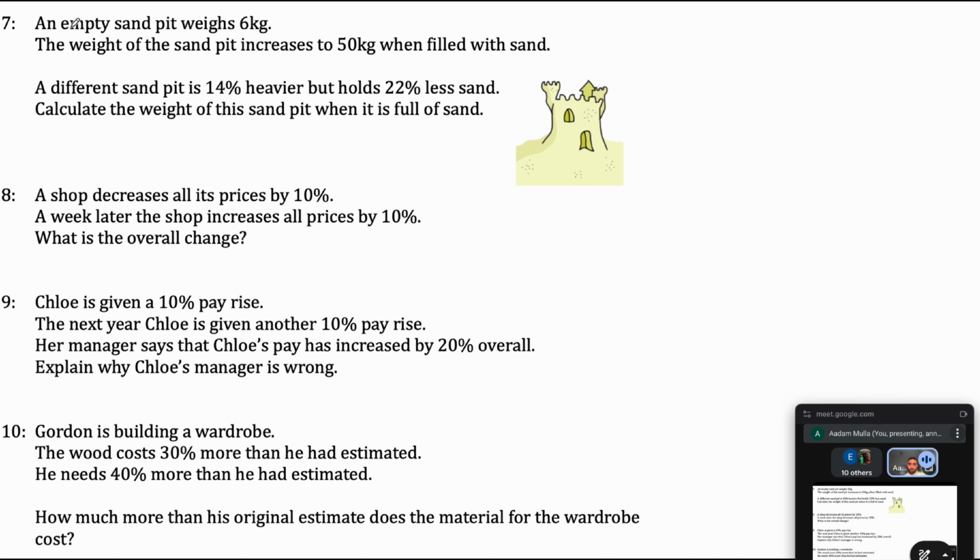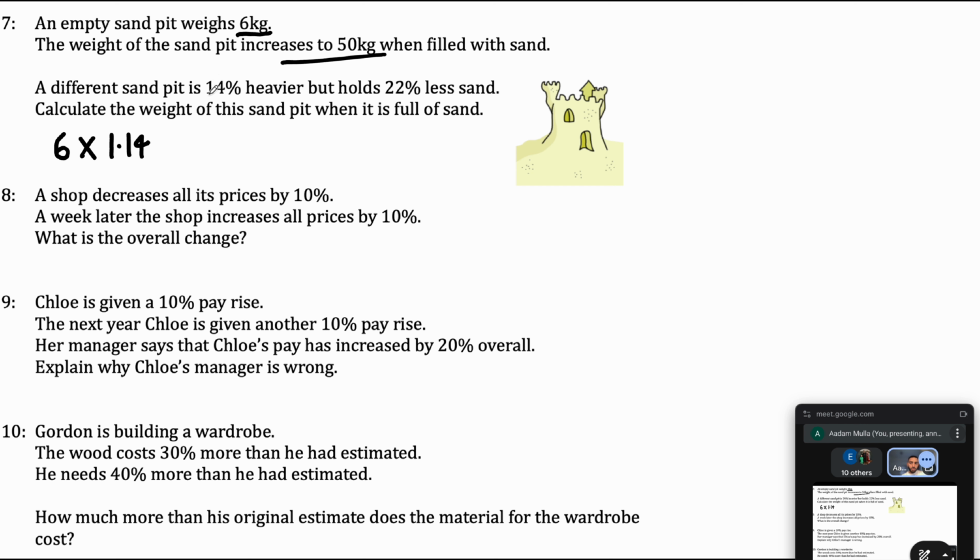Okay, for this first one, it says an empty sandpit weighs 6 kilos. The weight of the sandpit increases to 50 kilos when it's filled with sand. So they're just giving you some information about a general sandpit here. A different sandpit is 14% heavier but holds 22% less sand. So if we take a look at the empty sandpit, and it's going to be 14% heavier, we're going to start off with 6, and then we're going to multiply that by 1.14.